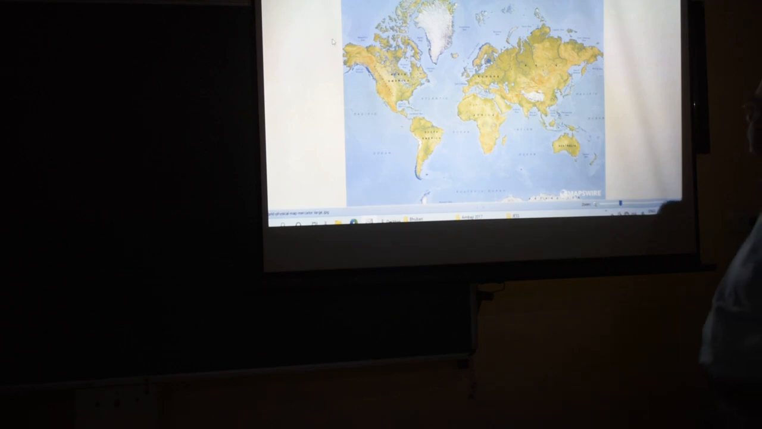Okay, now you see, you can see the Atlantic Ocean. Which one is the Atlantic Ocean? This is your Atlantic Ocean. You can see my pointer, the cursor you can see. This is the Indian Ocean, this is the Pacific Ocean.